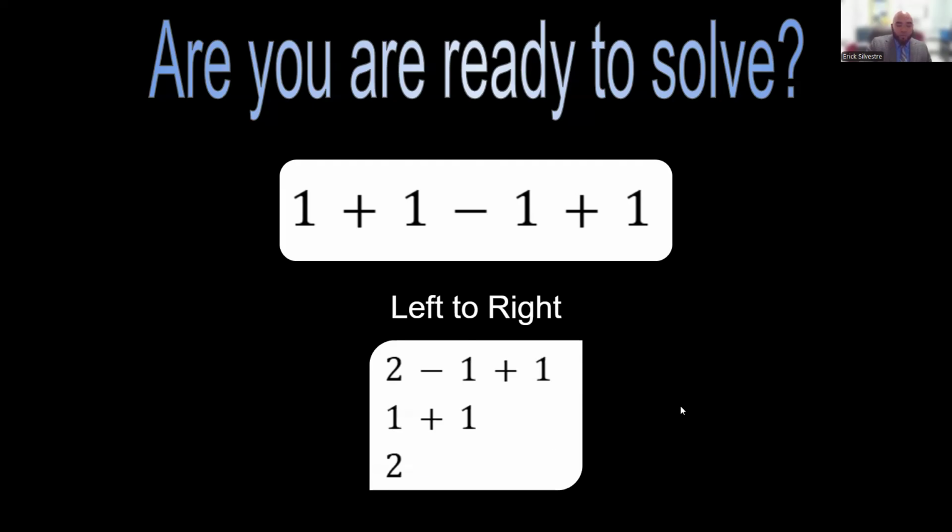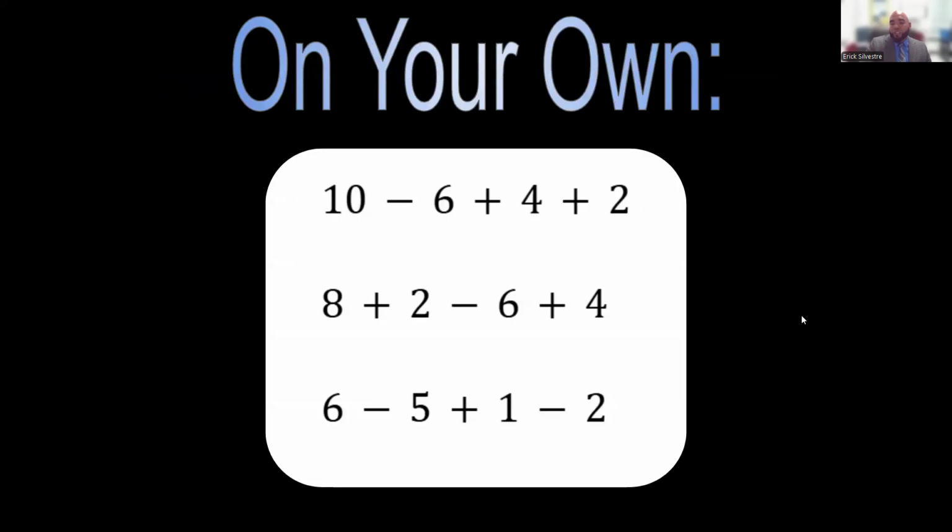Again, we have to remember that addition and subtraction are interchangeable, and you have to look at your roadmap and go from left to right to know which one comes first. All right, try these on your own. There are 3 examples. Pause the video and try these 3 examples on your own to make sure that you are following along and you're understanding the concept.